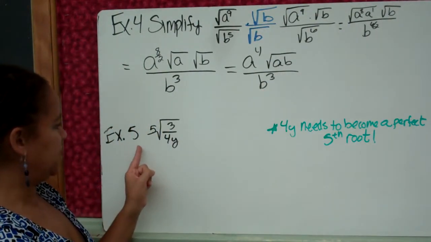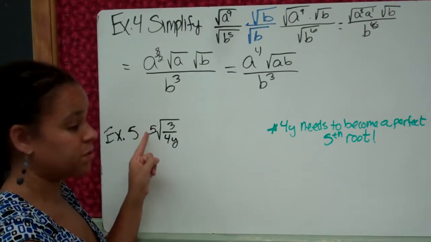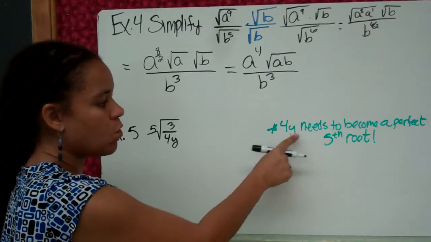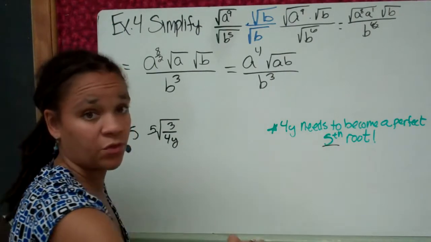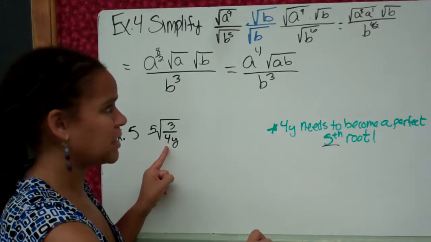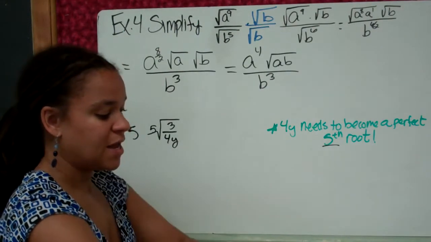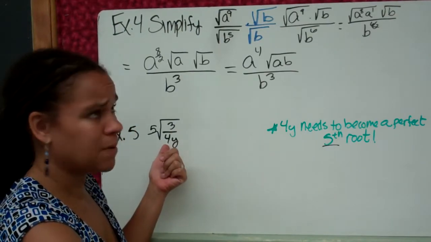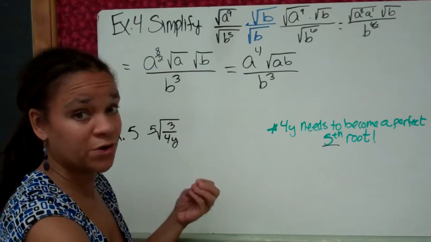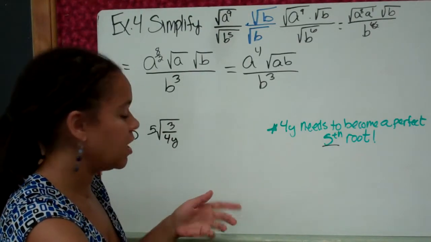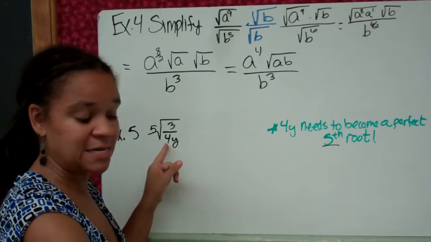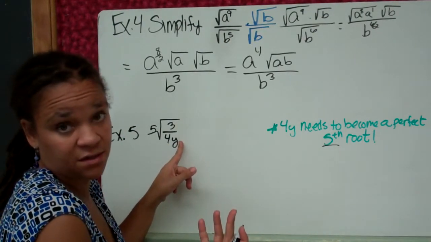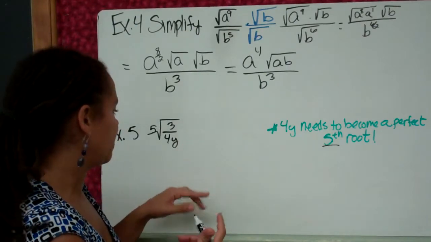All right, let's look here at example 5. Here we have the 5th root of 3 divided by 4y, and 4y needs to be a perfect 5th root. So we need to make this something that I can take the 5th root of, and it'll be perfectly even. First, we figure out what I can multiply 4 by to be a perfect 5th root. Well, 32 happens to be a perfect 5th root, and I can multiply 4 by 8 to make that happen. And the y, if I make it y to the 5th by adding 4 more y's, it'll be a perfect 5th root.